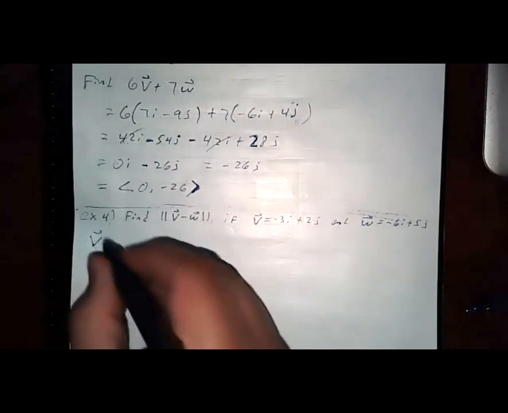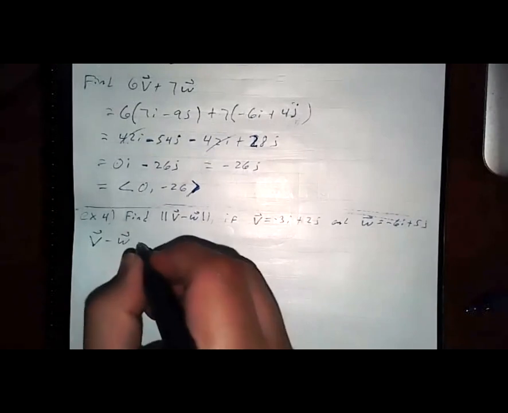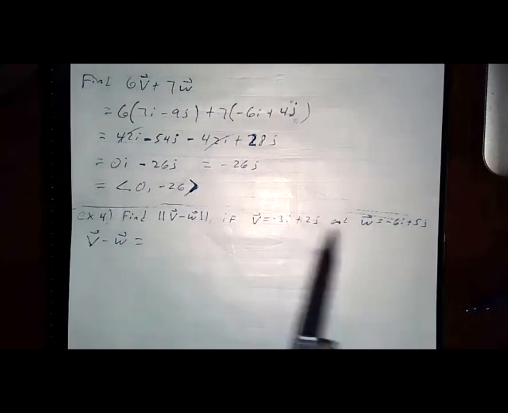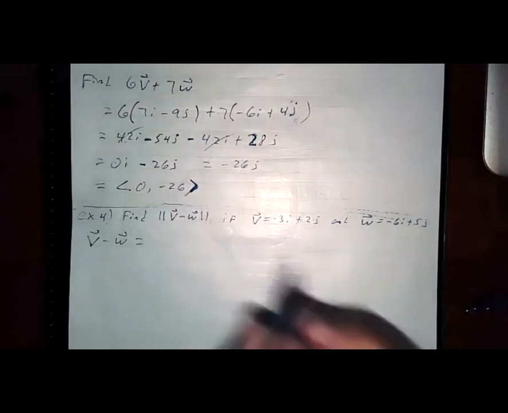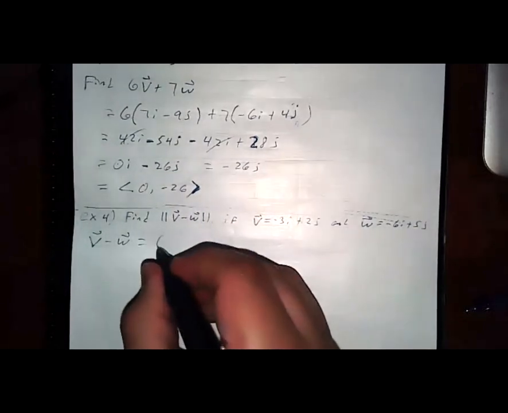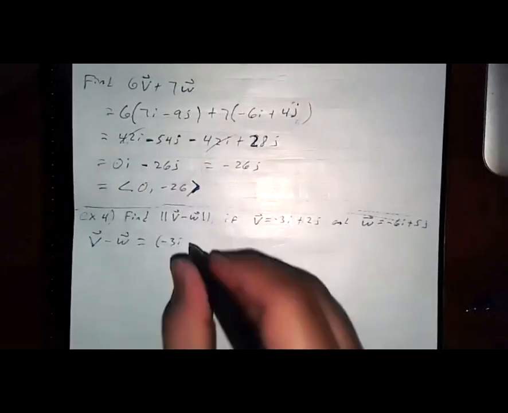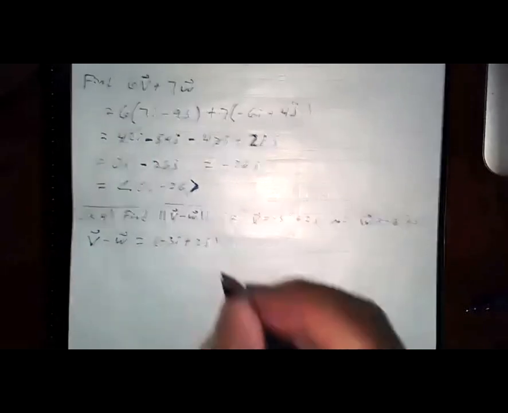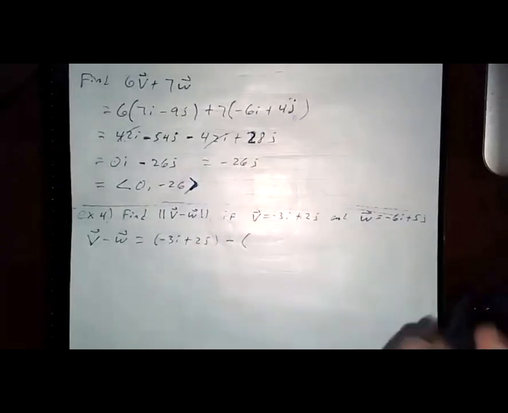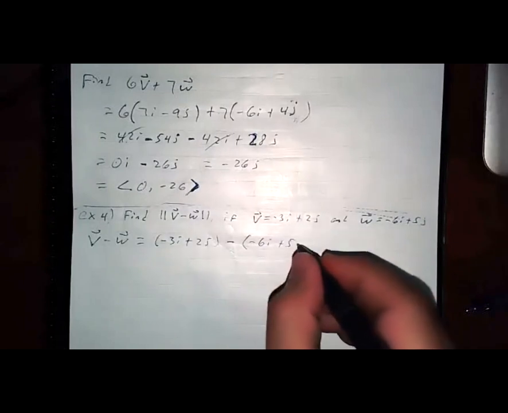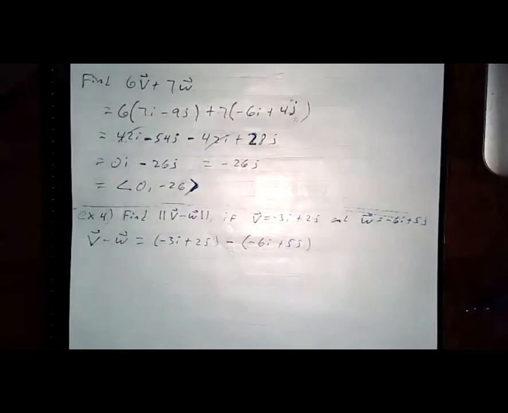Okay. So first step is subtract and find this new vector. Because whenever you add and subtract vectors, you're basically finding a new vector. So subtract these two here. I'm going to put parentheses just so you can see that there's two different ones. Not that you need to. Negative 3i plus 2j minus negative 6i plus 5j.